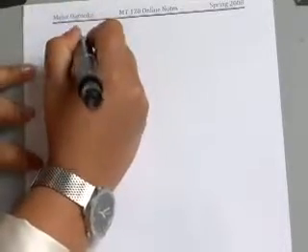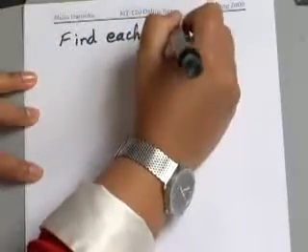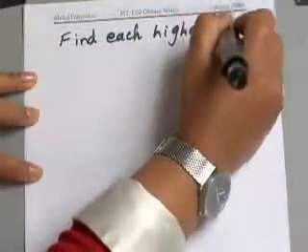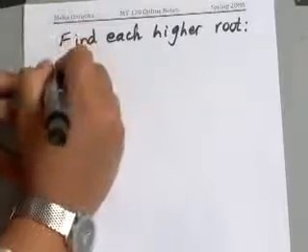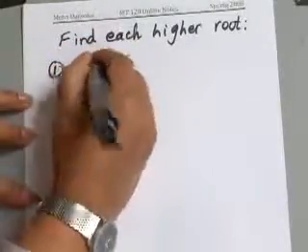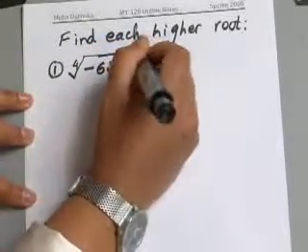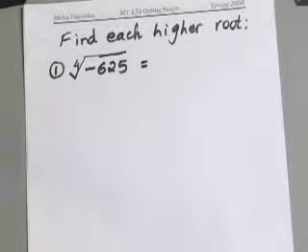So let's look at some examples here that involve higher roots. We looked at cube roots. Now let's look at some examples that are fourth root or higher. Let's say fourth root of negative 625. What do you think the solution to that problem would be?